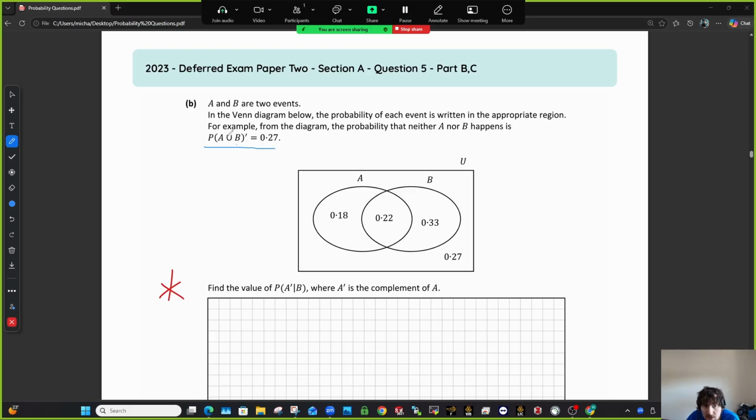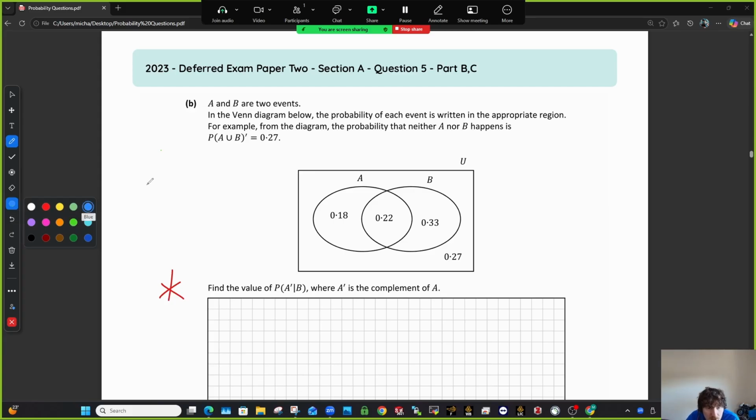So basically, the way to understand this, when we say (A union B) not, it means visually shade in everywhere A union B is. And then when you put the not there, it means everything I haven't shaded in blue. So (A union B) not is everything not shaded in. So it will be this region out here. That's why it's 0.27. So the shading is a very important thing when you're doing these Venn diagram questions.